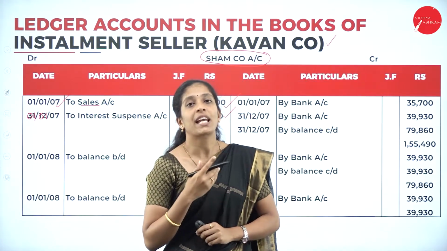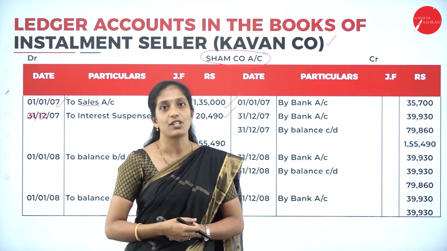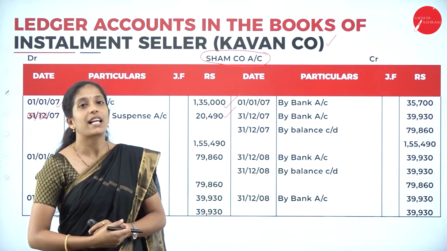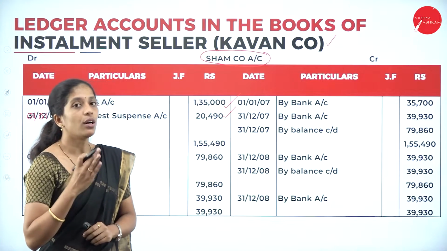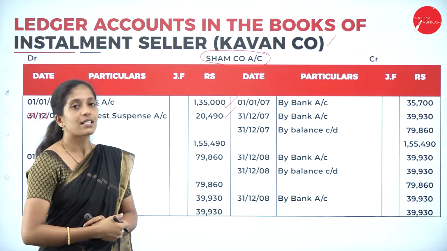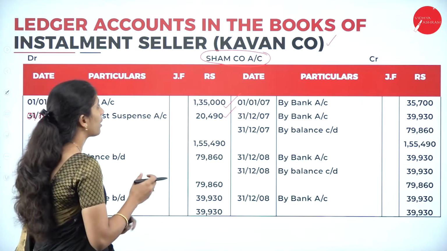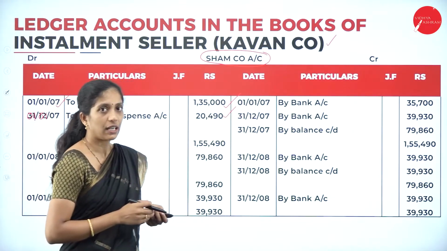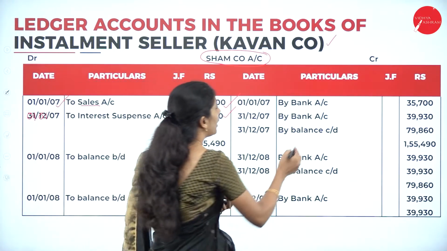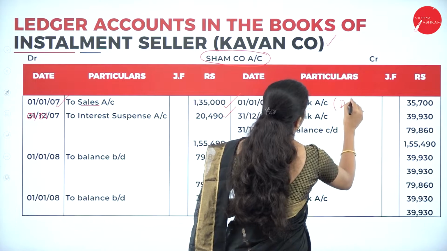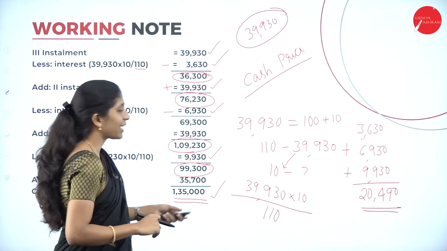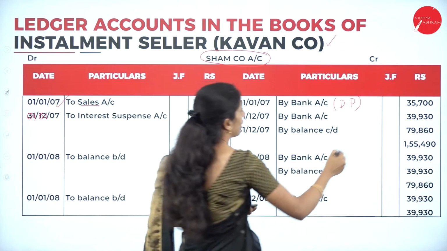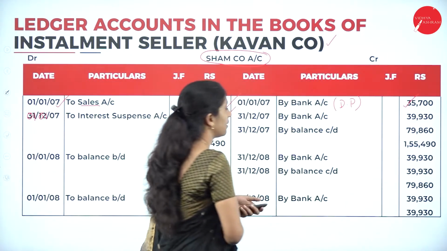Next is for receiving the down payment. So what is the entry? Bank account debit to installment purchaser account. So how do you record? On 1/1/07, by bank account, that is for receiving the down payment. So what is the down payment they have received? That is 35,700. So record this 35,700.